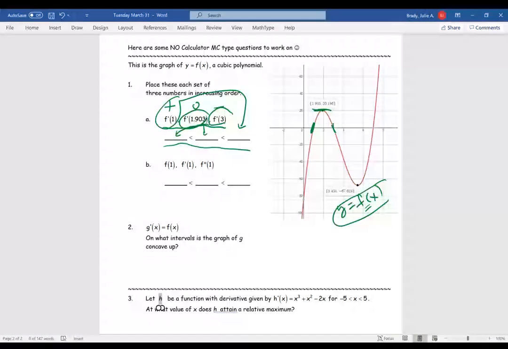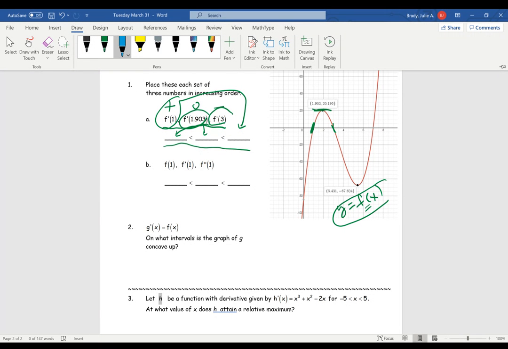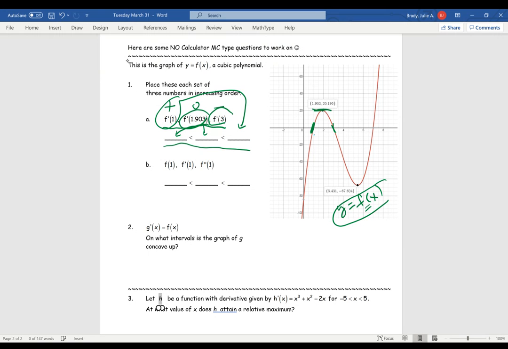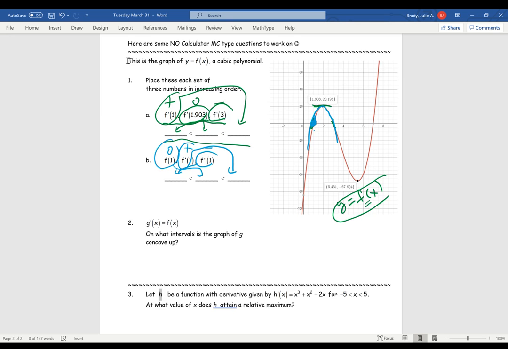Okay, now let's do it this way. If we look at 1, the output is 0. We already talked about the function increasing there, so the first derivative is positive. And the function's concave down here, which means that this is negative. So this is the smallest, this is the middle, and this is the biggest. All right, now let's do the next question with the same graph.